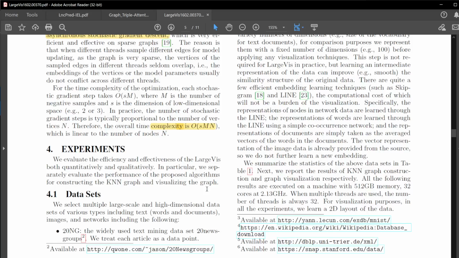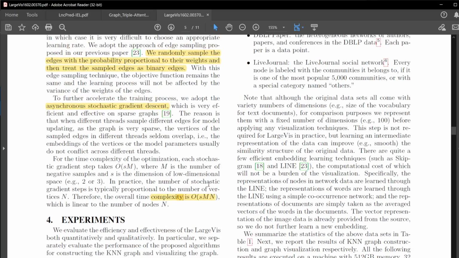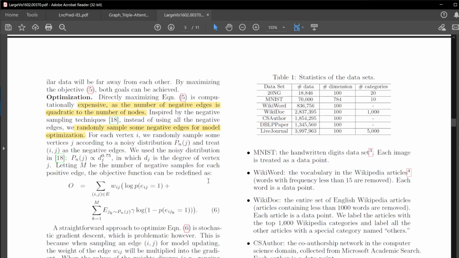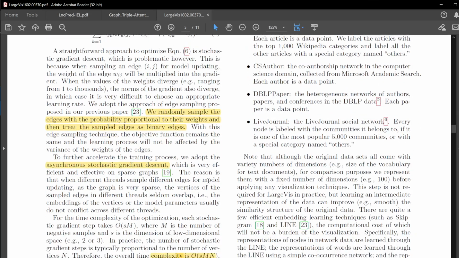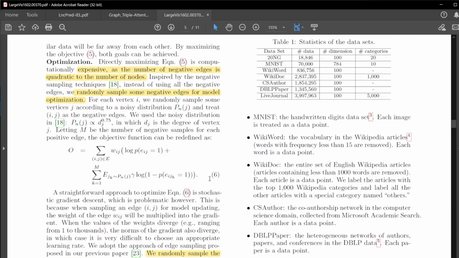20 newsgroups, the widely used text mining data set. We treat each article as a data point. Available at http://qwone.com/~jason/20Newsgroups/. Table 1. Statistics of the data sets.